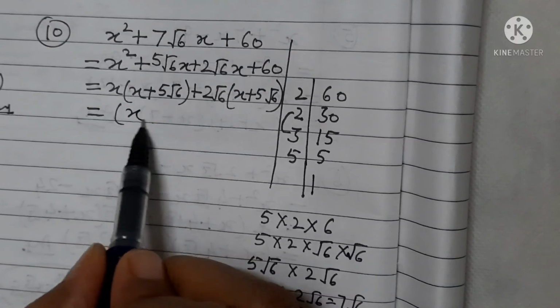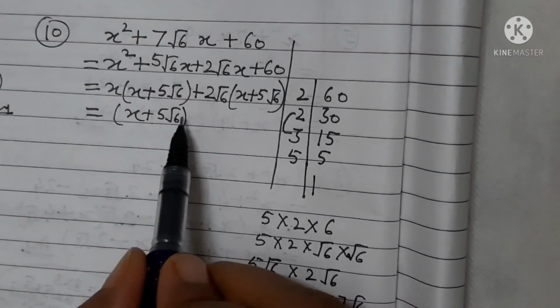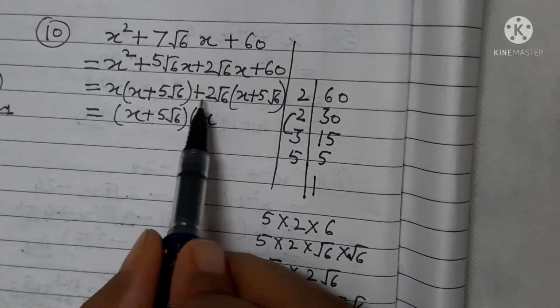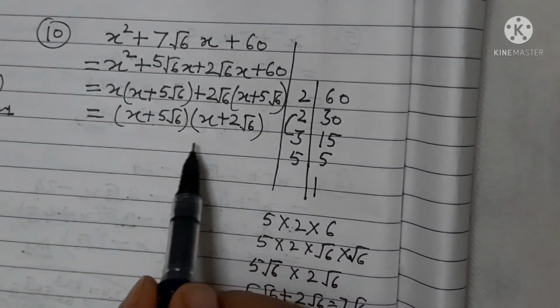Now take x plus 5 root 6 and the other factor, the remaining part, x plus 2 root 6. This is our answer.